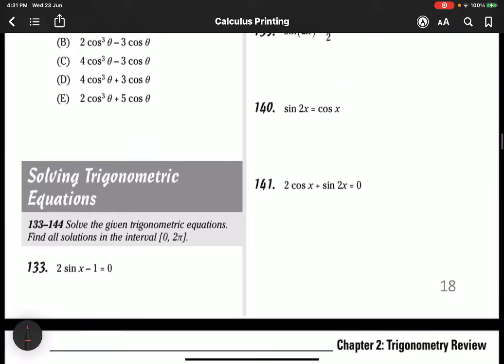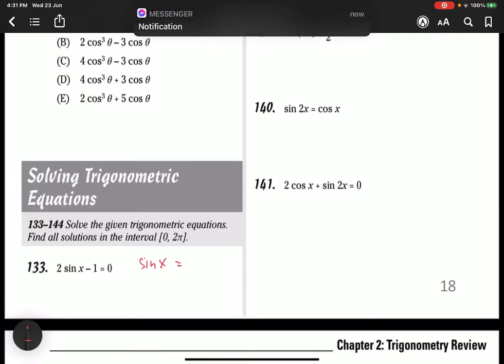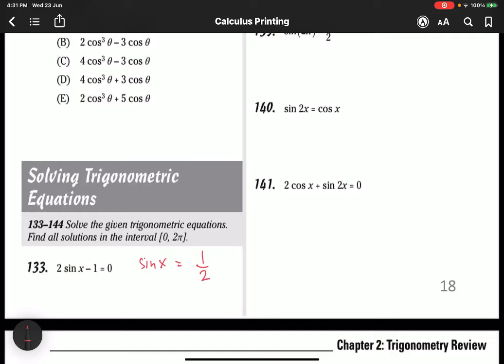So 133, we have 2 sine x minus 1 equals 0. So ang solution natin is 2 sine x. So we will transfer, no? Hanapin natin si sin x. Sin x, transfer everything except sin x to the right of the equation. So we'll have positive 1 dahil negative dito, no? Positive doon. So transfer natin doon, siya ay multiplication. So sa kabila siya ay division. So we have 1/2. Okay?